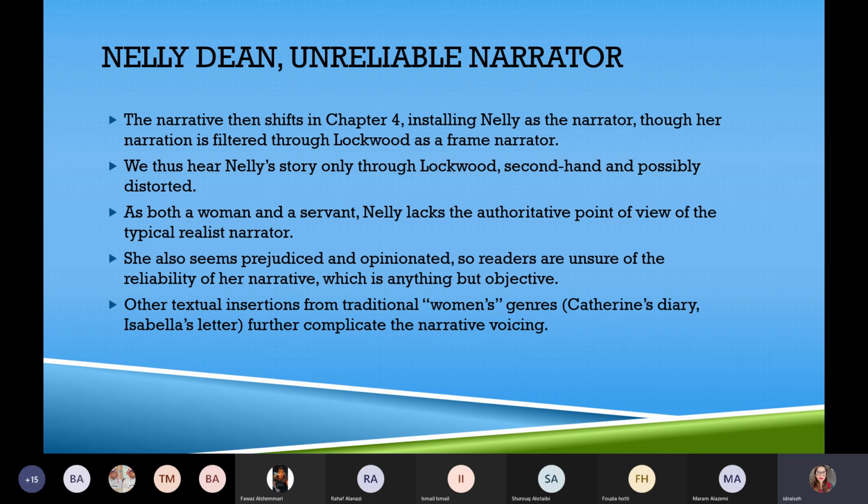We hear the story through Lockwood, and that's actually a possibility for the narration to get distorted. So she tells him something, he might misunderstand it, or basically build his own ideas on what that means. And so we hear it from him. And so it's a second-hand, basically, narration that might be distorted along the way.